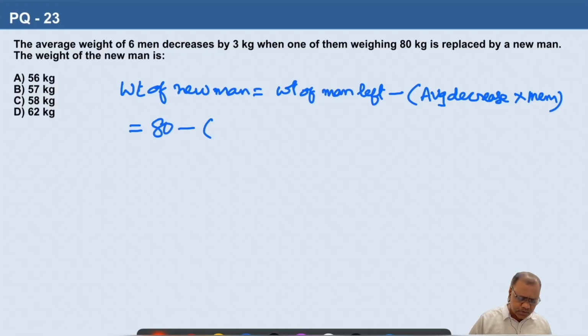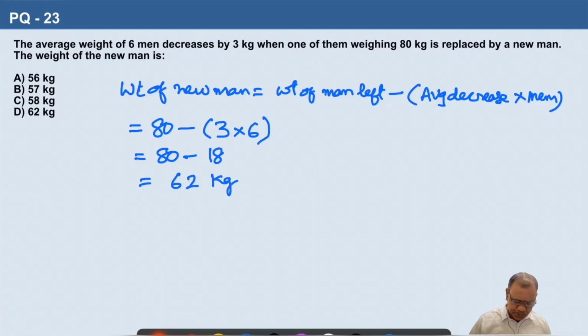minus, so how much is the average decreasing? Average is decreasing by 3 kg. How many men are there? 6 men are there. So 80 minus 3 into 6. That is 80 minus 18, which is 62. So the weight of the new man is 62 kg. So this is the correct answer. Option D is the right answer.